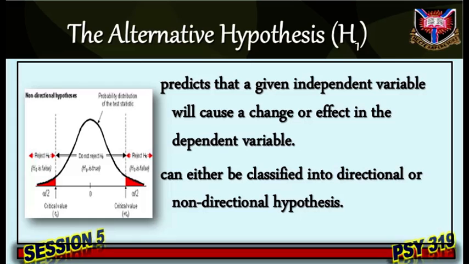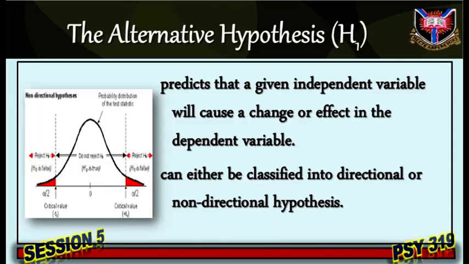Examples of alternative hypotheses are as follows. Male students will significantly record higher academic performance than female students in University of Ibadan. There will be a significant positive relationship between job satisfaction and job performance among employees of distance learning center. Self-esteem will have a significant effect on life satisfaction among retired Nigerian civil servants.